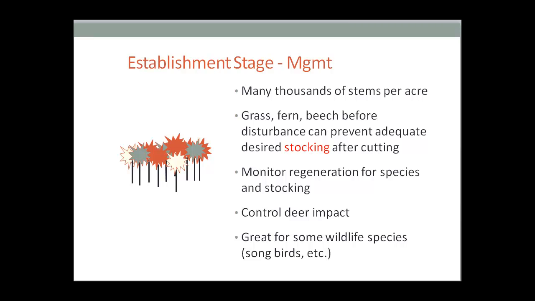From a management perspective, we want to monitor for the presence of species that are desirable, for the abundance of those species, so that's the stocking. Remember, we talked about basal area and stocking. So basically making sure that if we're trying to regenerate a particular suite of species, that those species are present. We want to be able to control the impacts of deer, and this is also a unique habitat for some wildlife species. There are some birds that are restricted to the niche that's provided by the early successional or establishment stage.